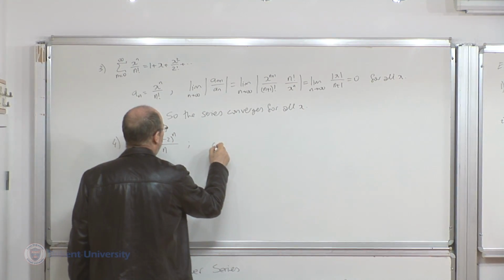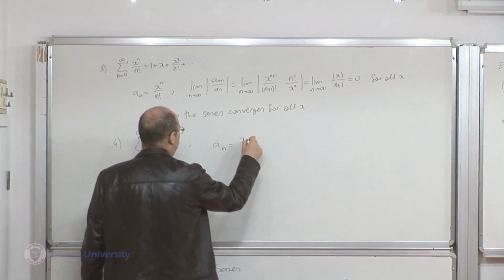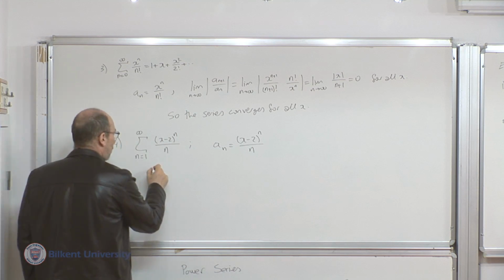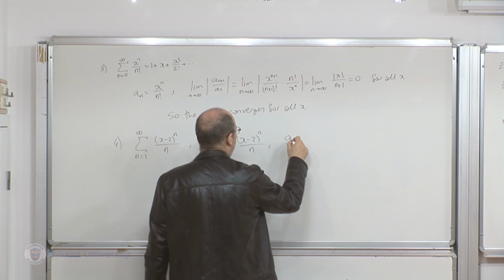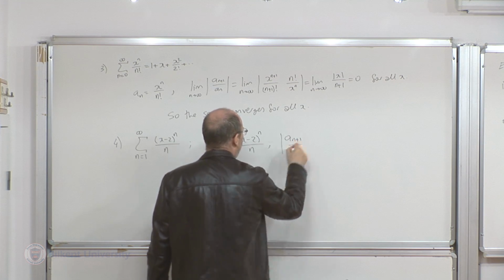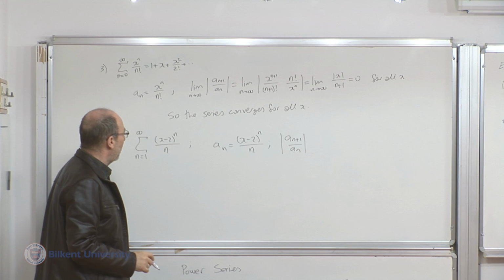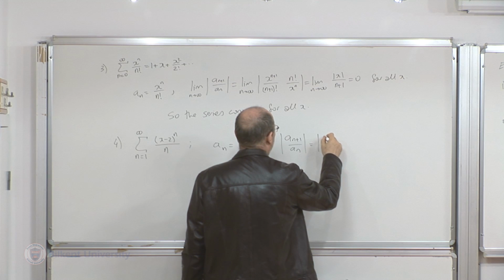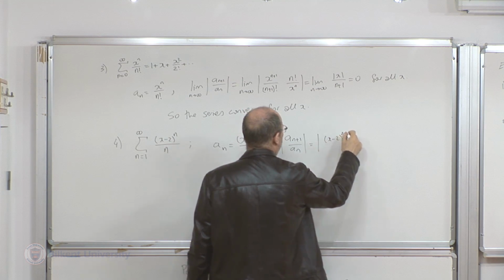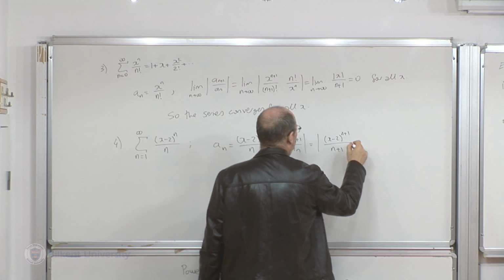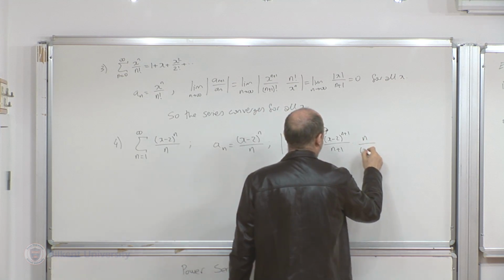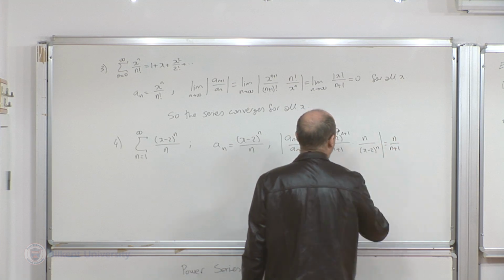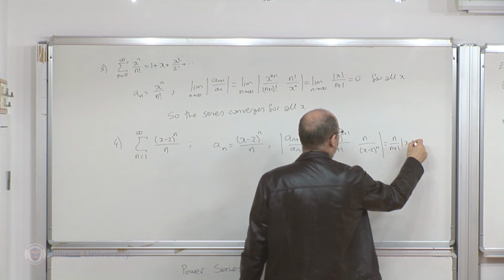So here, again, we will look at a_n as (x minus 2) to the power n divided by n. So I'll look at a_(n+1) over a_n. We want this absolutely. Okay, so this is (x minus 2) to the power n plus 1 divided by n plus 1, and n over (x minus 2) to the power n. So this is going to be n over n plus 1 times (x minus 2).